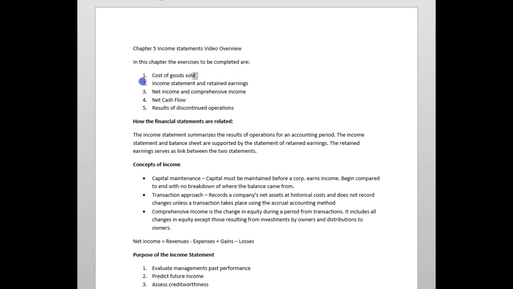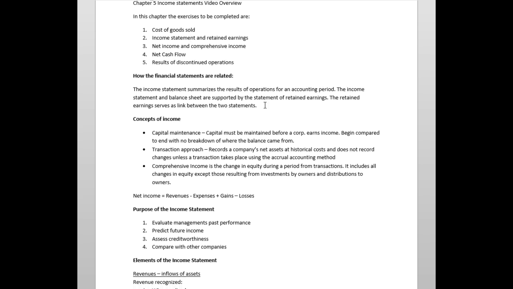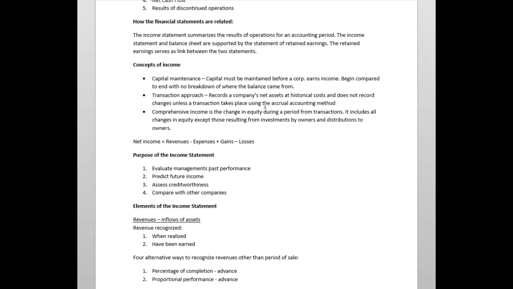One is the cost of goods sold, which is a fun one to do. We're going to look at the income statement and retained earnings together. We're going to look at net income and comprehensive income. Then we're going to take a really quick view of a cash flow statement. And finally, we'll look at the results of a discontinued operation. Overall, it's a really good overview of how to create an income statement and what it stands for.